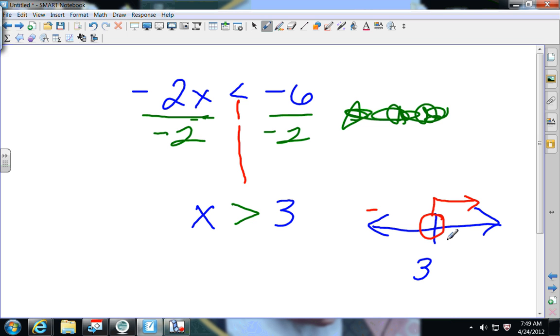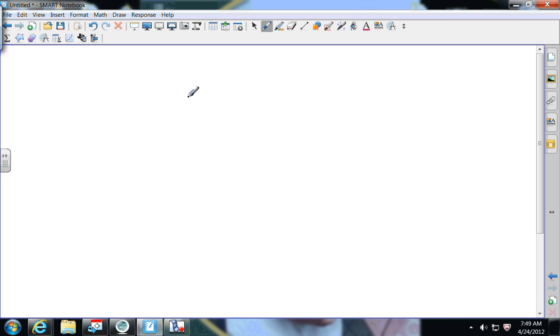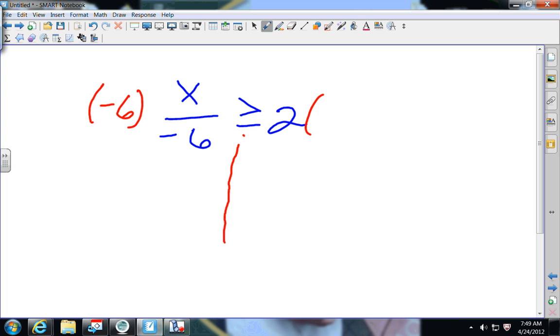Okay, another one that people get confused on, and I think maybe we just don't do work on them enough, is this right here. Look at this one. All right? What do we do here? People get confused because they see that divide by thing, but really, treat it the same way we have been. X divided by negative 6. What's the opposite of divide? Multiply. Multiply each side by negative 6.